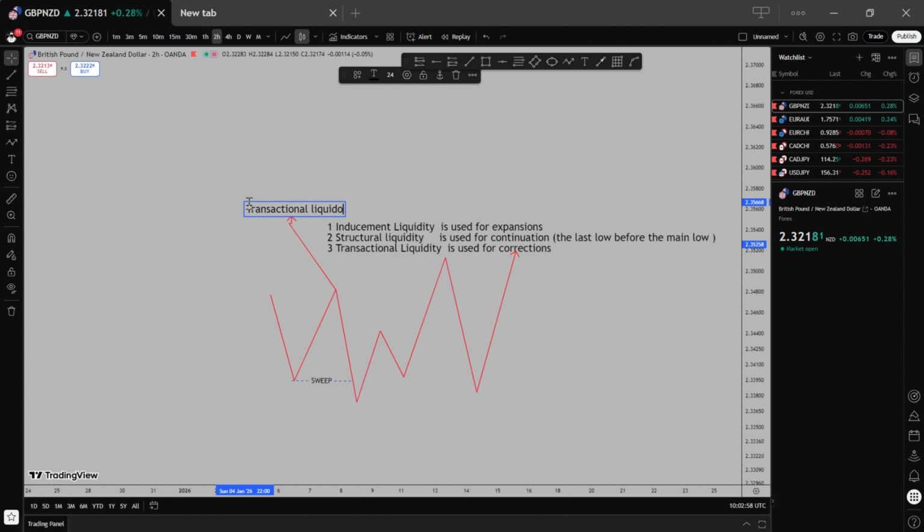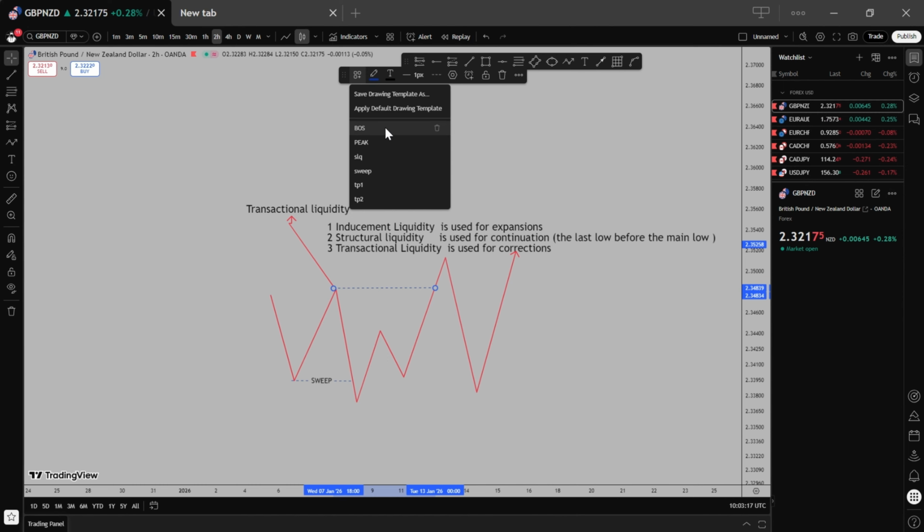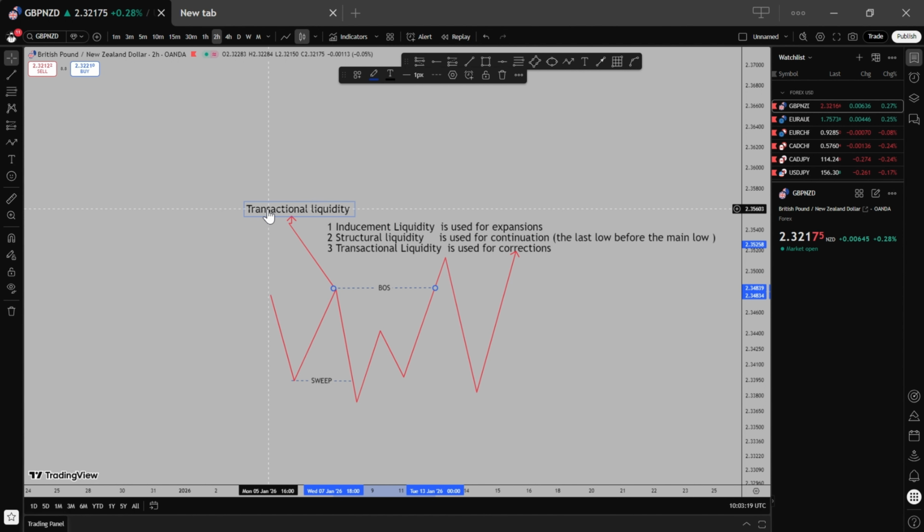Okay, so this place where your BOS, your break of structure, is supposed to happen is your transactional liquidity. So basically, this setup of mine, which you're also learning, cannot actually form without a transactional liquidity being taken out. This high right here is your transactional liquidity. So till price comes back and takes it out, you don't consider it a transactional liquidity.